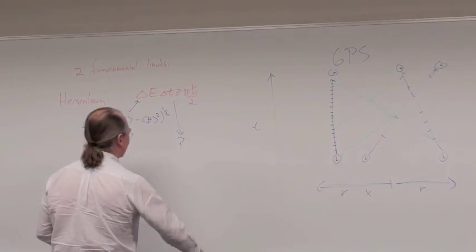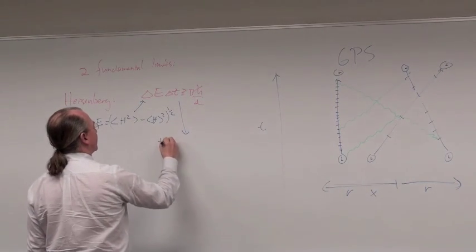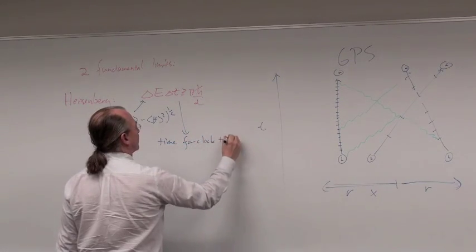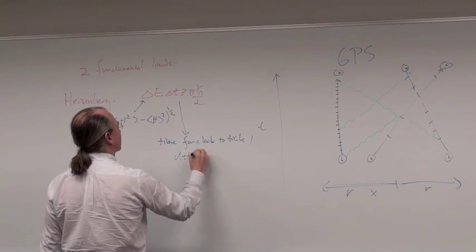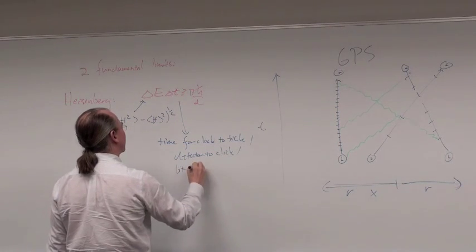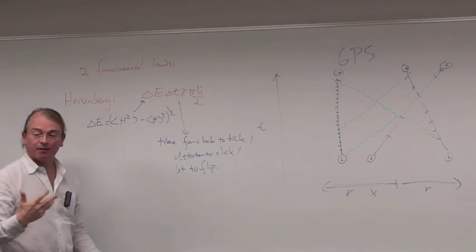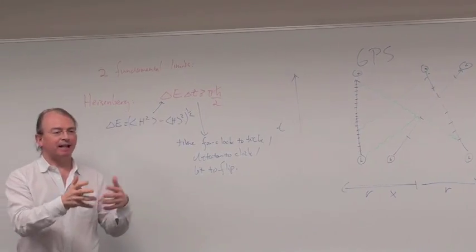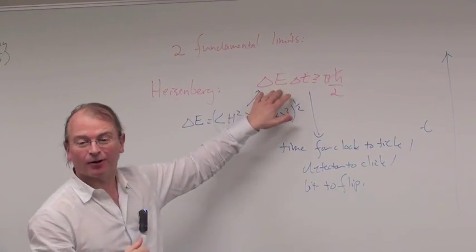Okay, so there is a correct interpretation, and delta t is just the time it takes for a clock to tick, a detector to click, or for that matter, a bit to flip, or in general, the time it takes for any quantum system to go from one state to a distinguishable and hence orthogonal state. So it's not that hard to prove, actually.